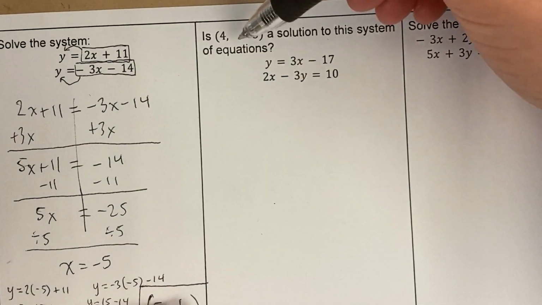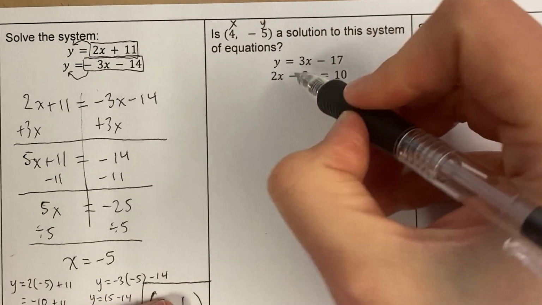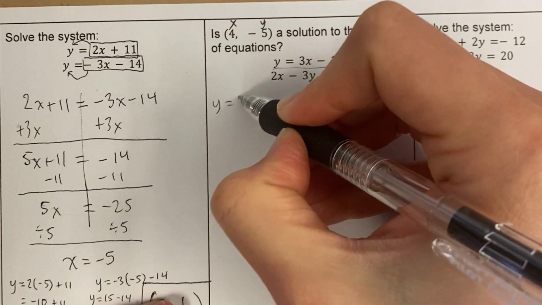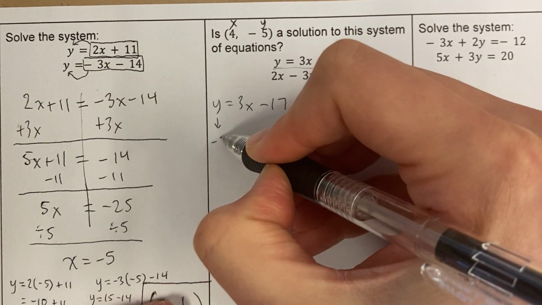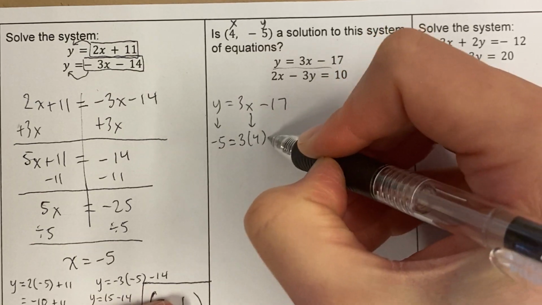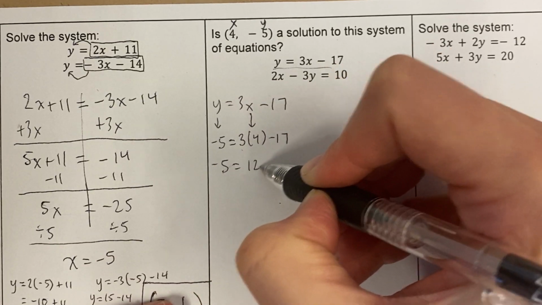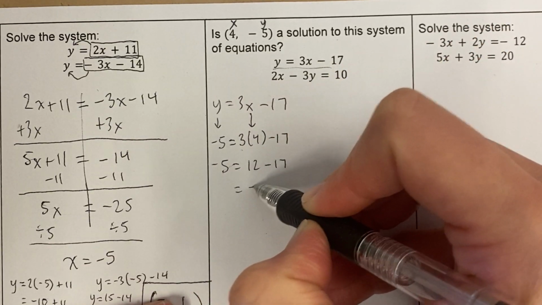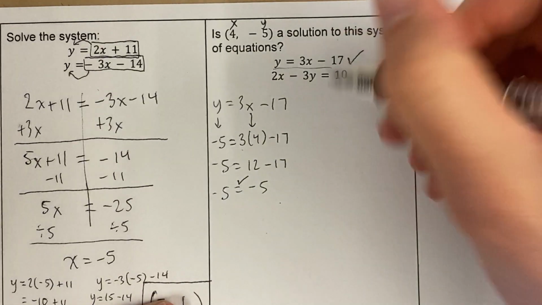Is 4, negative 5 a solution to this system of equations? Let's check. This is an x value, this is a y value. So I'm going to take this equation first: y equals 3x minus 17. Now watch what I'm going to do. I'm going to replace the y with this y value and the x with this x value, and let's see if it works. I'm doing the math. 3 times 4 is 12, and 12 minus 17 is negative 5. So I get negative 5 equals negative 5. So it is a solution to this equation.